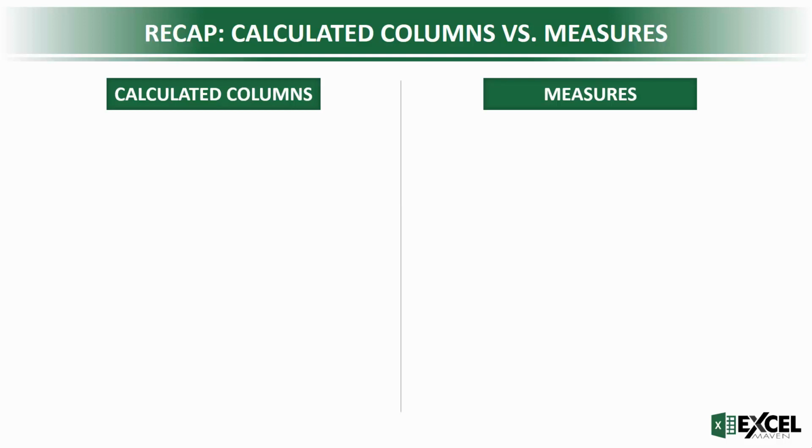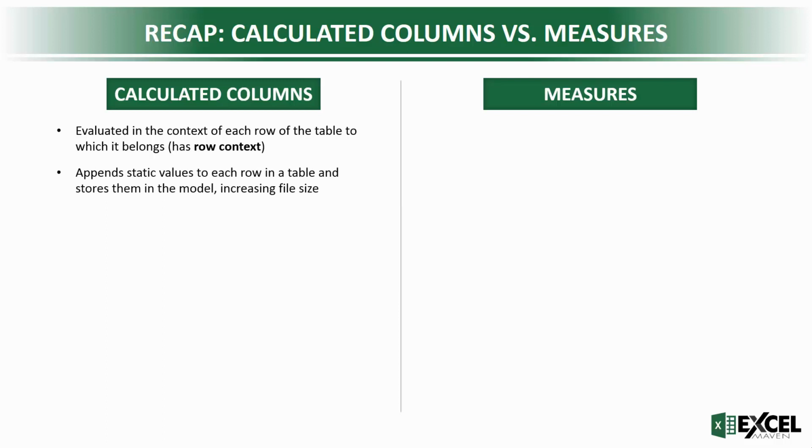Now, starting with calculated columns, these are evaluated in the context of each row of the table to which they belong. In other words, they have row context. Second, they actually append static values or attributes to each row in the table and store them with the model, so that increases the file size.